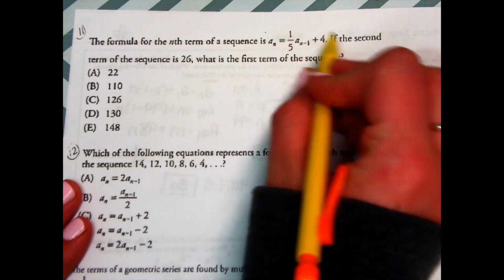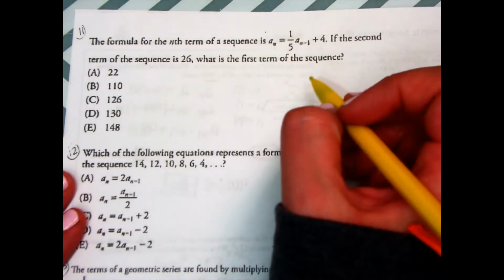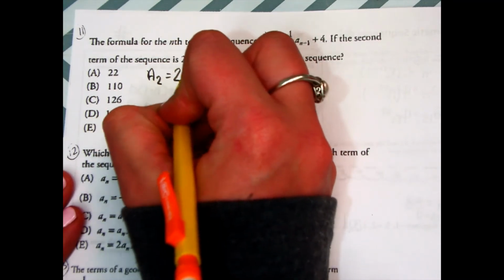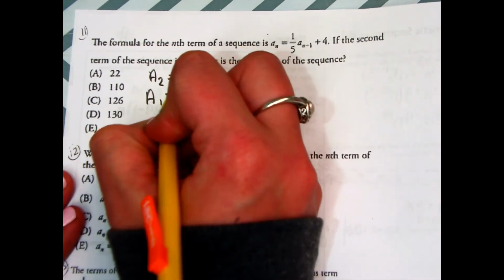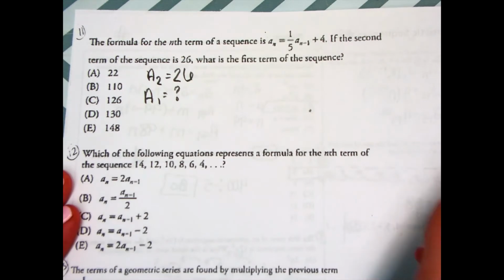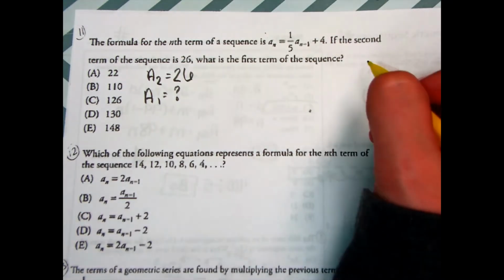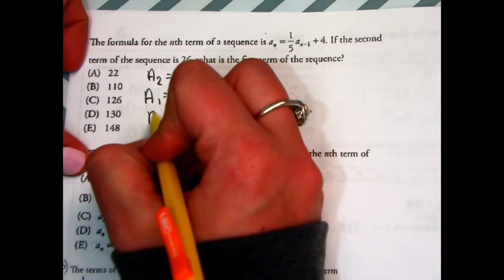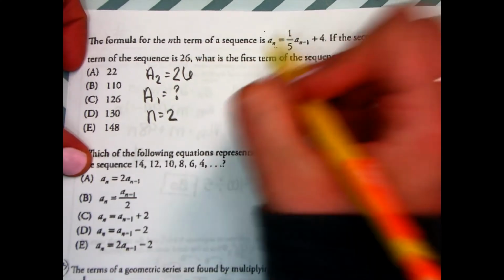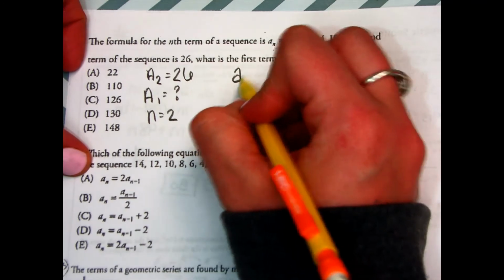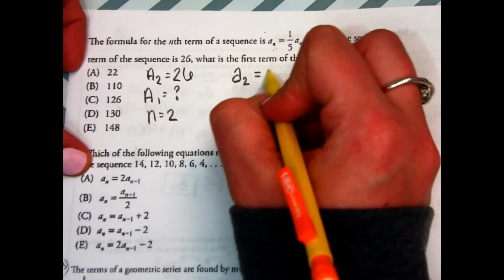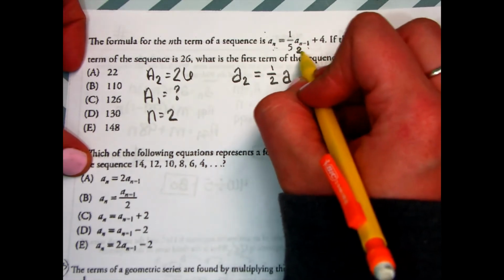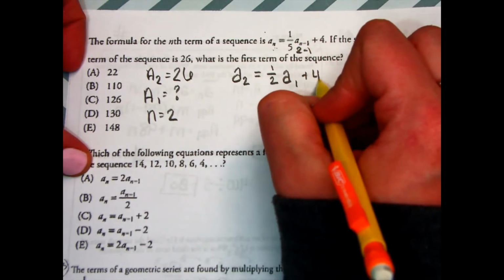So in these problems, this is just a random sequence and it's telling you information. We know that a sub 2 is 26. We're trying to find a sub 1. So we're working with two terms. So right here, our n value is 2. So when I go into this formula, instead of writing a sub n, I'm going to write a sub 2. Instead of writing n minus 1, I'm going to do 2 minus 1, which is 1.